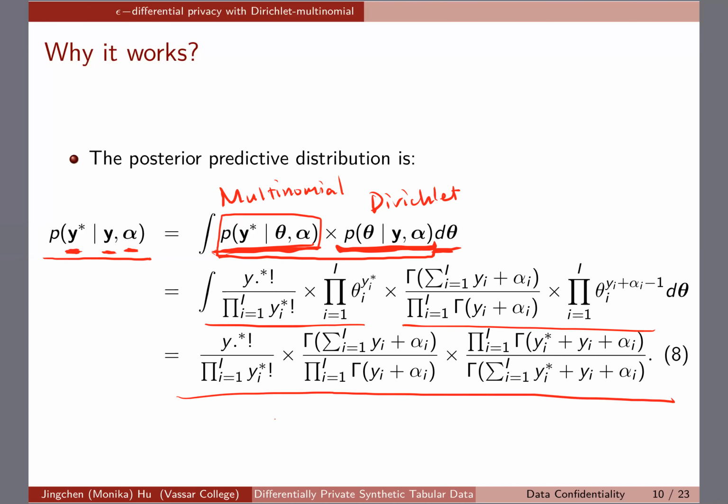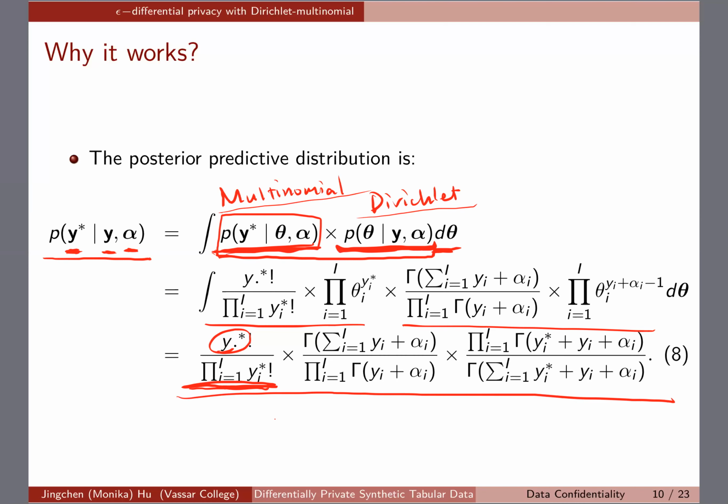Okay, so what we want to show you here is that some of this is fixed, right? This y star, we know y dot star is the total sum, it's fixed. And then this, of course, is the product of the factorial of each of the counts, okay? And that, again, comes from the multinomial density. Nothing fancy, it's complicated, but nothing out of the blue. It's just that we have to put all of the terms together, okay?